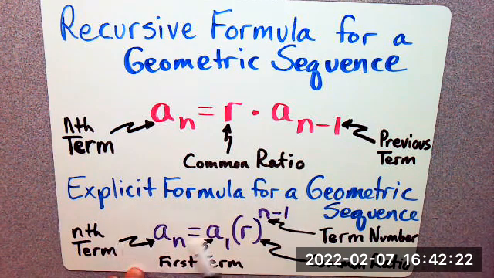So the explicit formula for a geometric sequence is A_n equals A_1, which is the first term, times the common ratio, and then our exponent is n minus 1. So n is the term number, and then we're going to subtract 1. And r is the common ratio, and A_n is the nth term.